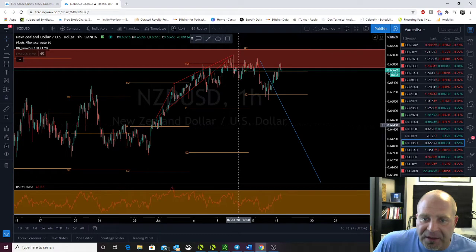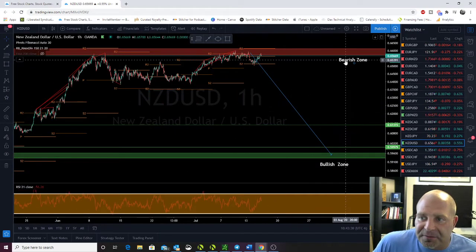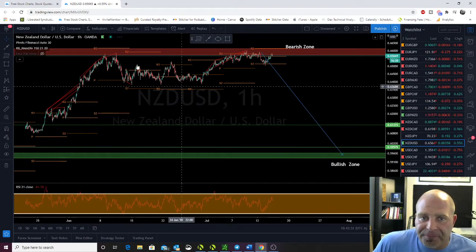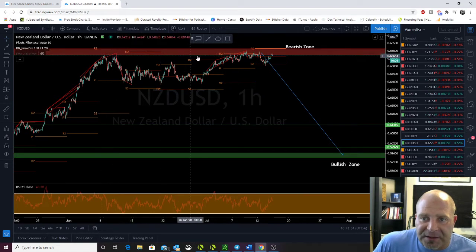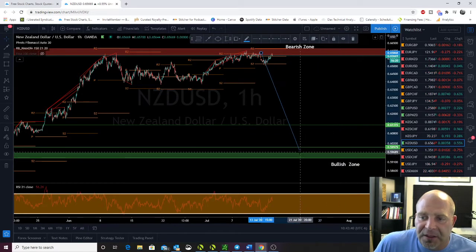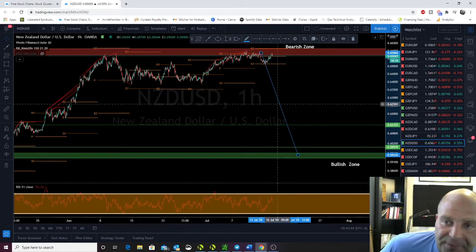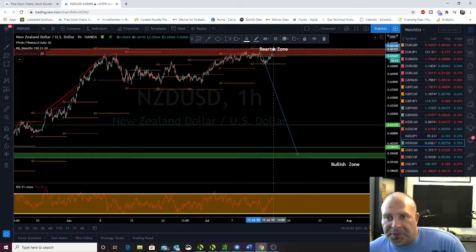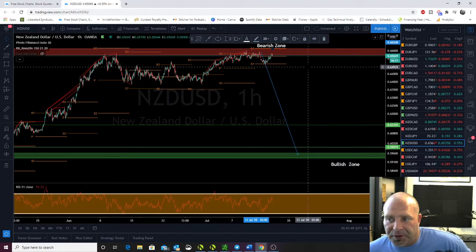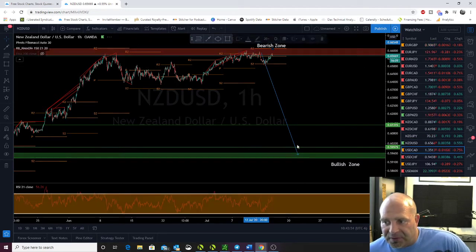NZD USD, I like this sell trade, right? We've respected this level. We turned around. We got divergence. We just can't seem to break through that level. So it looks like right now would be a great time to short this pair. You can be pretty tight on your risk to reward out of this bearish zone.